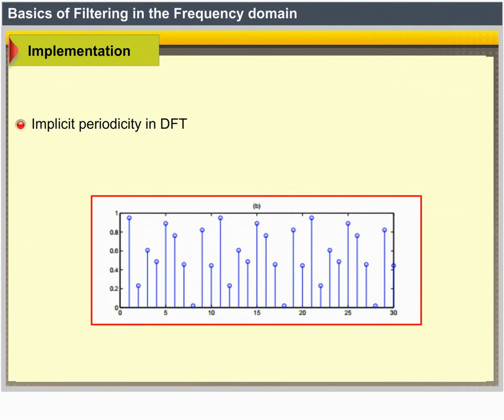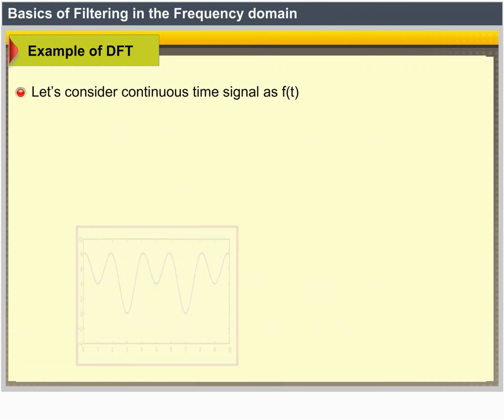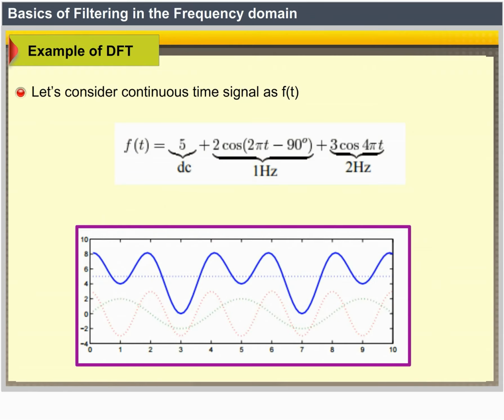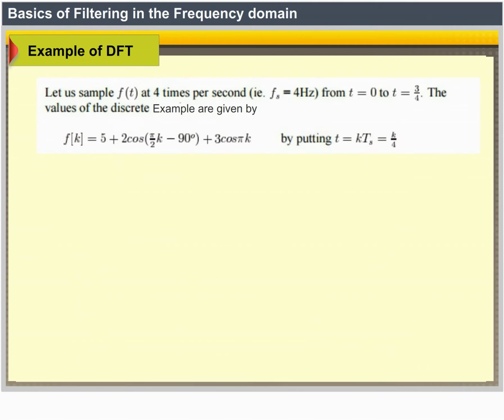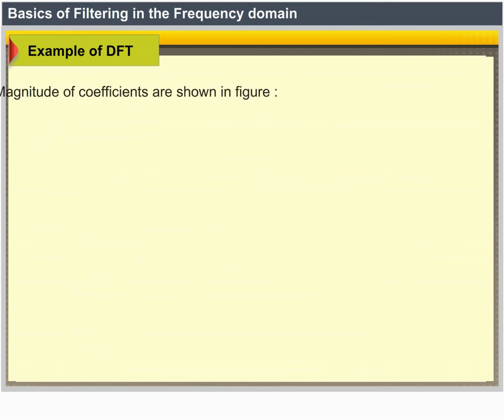Example of DFT. Let's consider a continuous time signal f(t) as shown on screen. Let us sample f(t) at 4 times per second, that is, fs equals 4 Hz, from t equals 0 to t equals 3/4. The values of the discrete samples are given by the equation shown on screen. Magnitude of coefficients are shown in the figure.